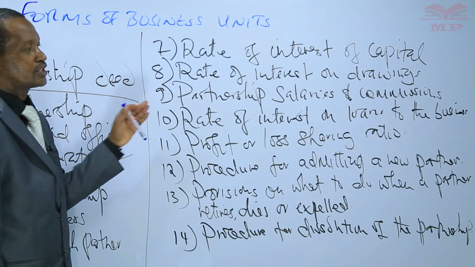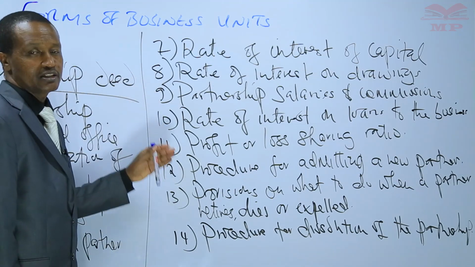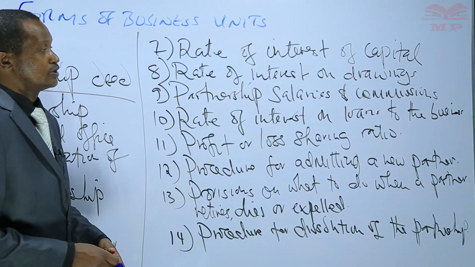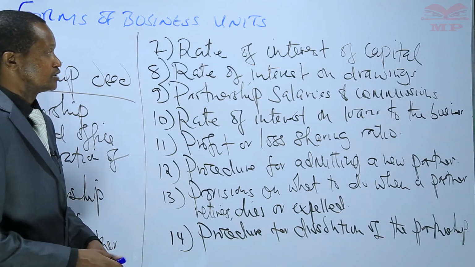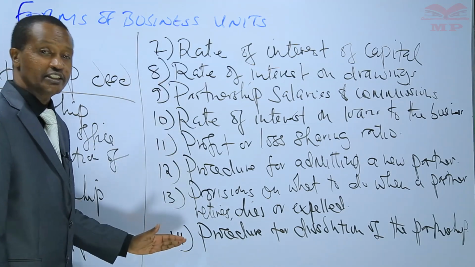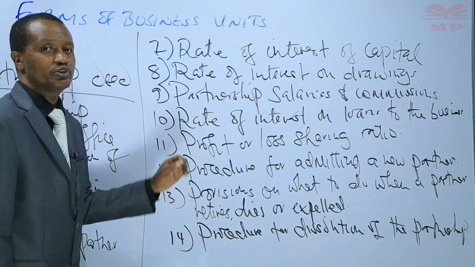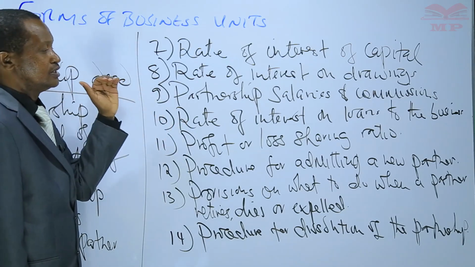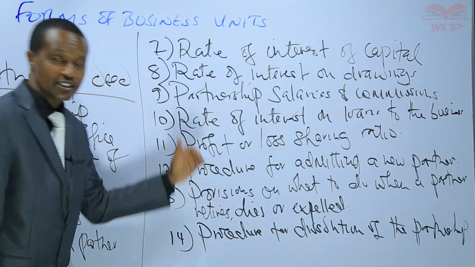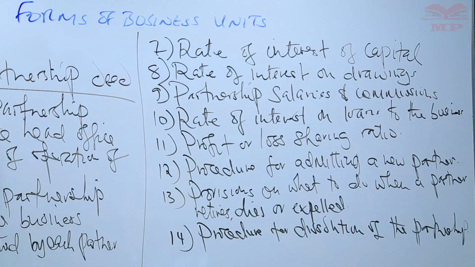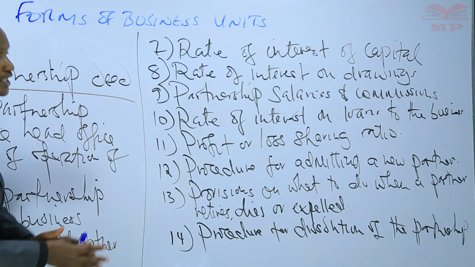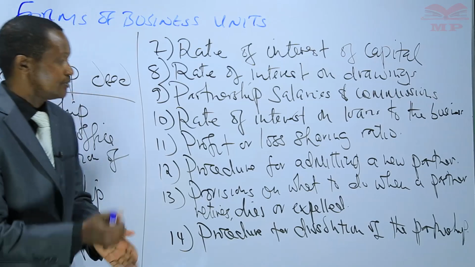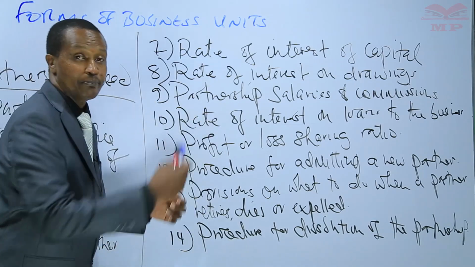These are very important items, very important things that the partners must agree in advance before starting to do any partnership business, because these are some of the areas in which disagreements or disputes may arise. So before starting a partnership business, it's important to have an agreement on some of these matters. When that happens, it becomes very easy to resolve any disputes that may arise or any changes that may come by in the life of the partnership.